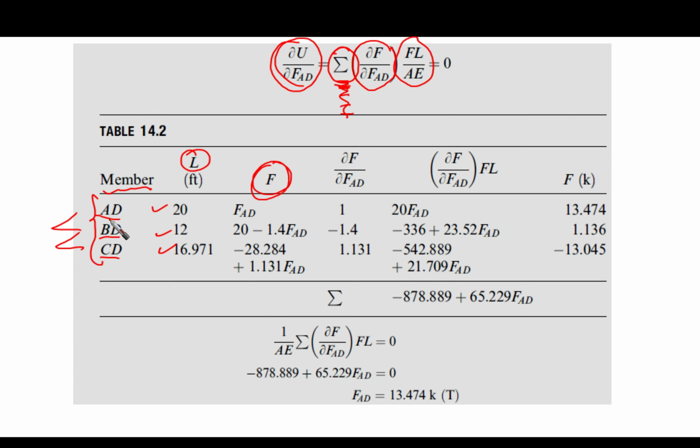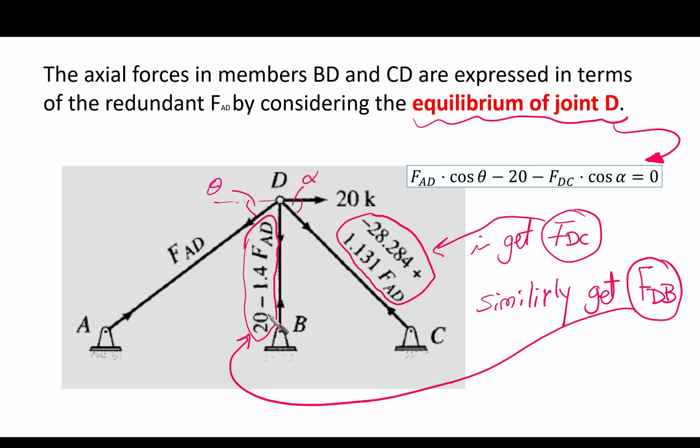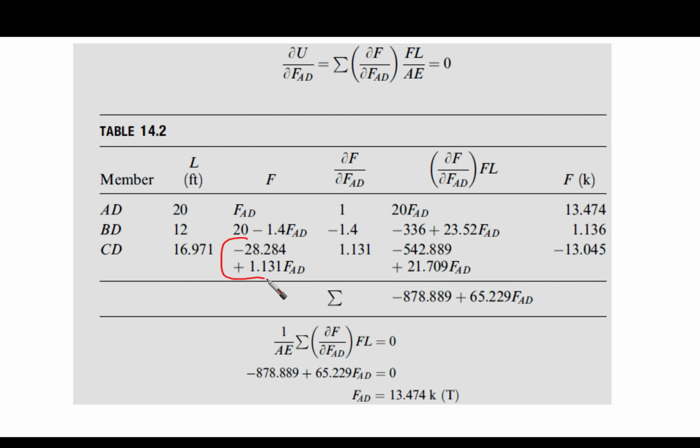Then F is going to be the internal force in each member in terms of our redundant. So the first one, which is member AD, the redundant, is FAD. For BD, it is going to be the expression that we have explained before, 20 minus 1.4 FAD. And for DC, we're going to put this expression, minus 28 point something plus FAD at the end. So member CD is a function of FAD, member BD is a function of FAD, and member AD is already the redundant, FAD.